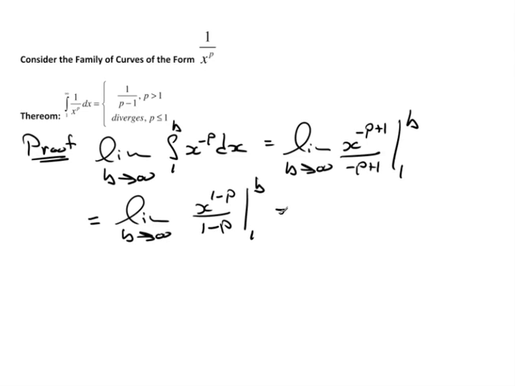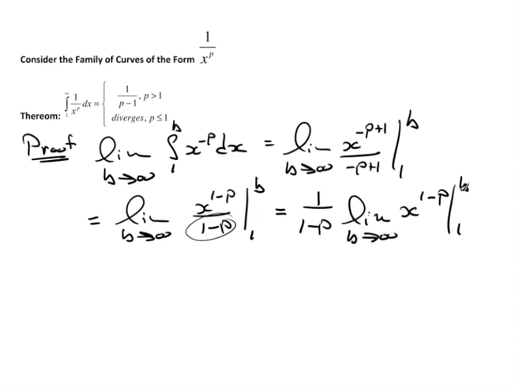And I think the last thing I'm going to do before I start doing anything real serious with it is take this 1 over 1 minus p and pull it out. So this is the same as 1 over 1 minus p times the limit as b goes to infinity of x to the 1 minus p, evaluated from 1 to b. Now I'm ready to actually do something with it. But what I'm going to do is break this up into 3 different cases.